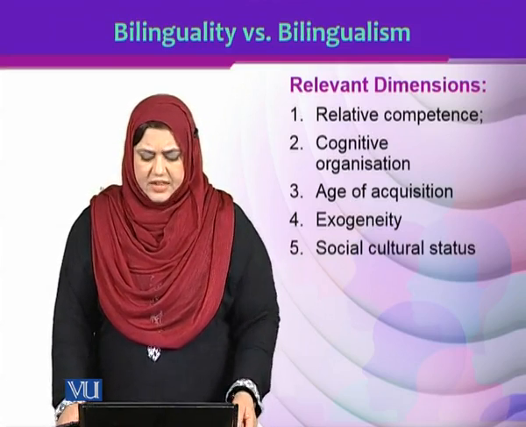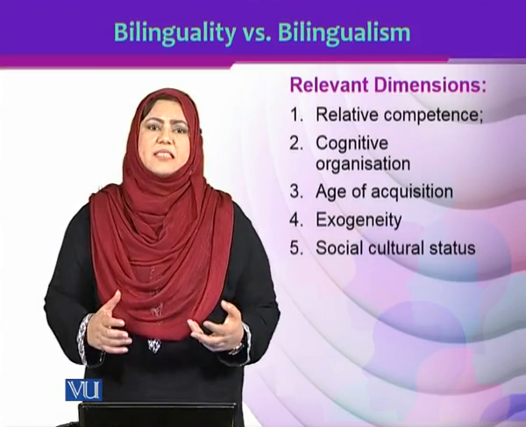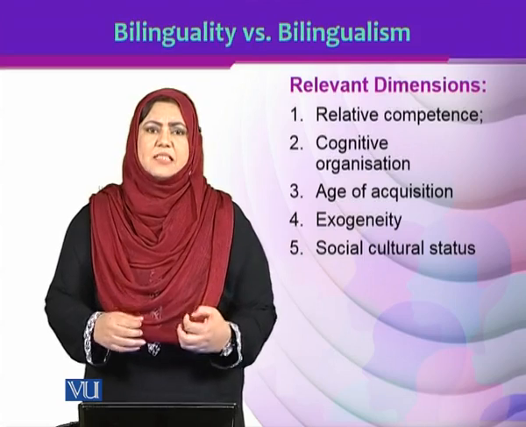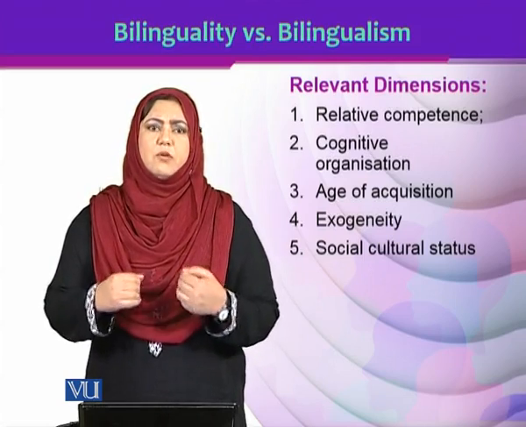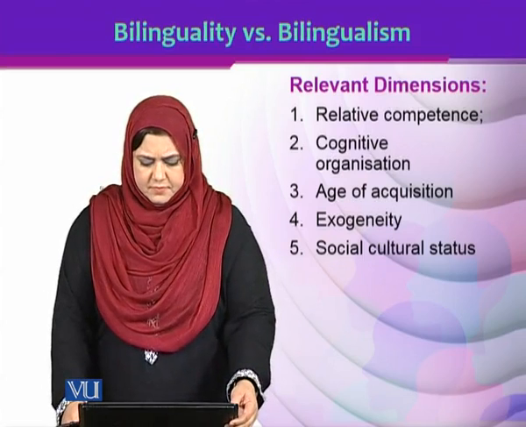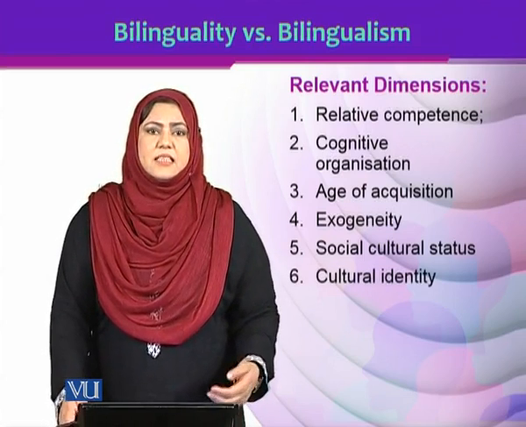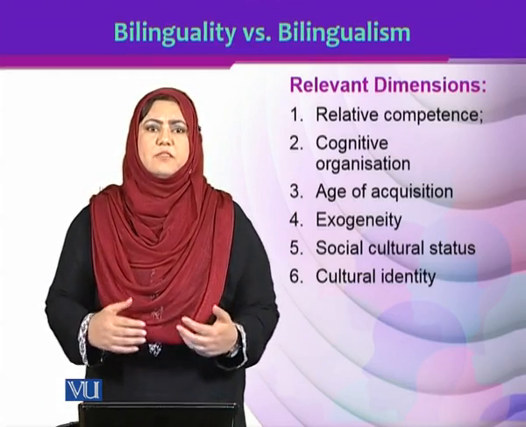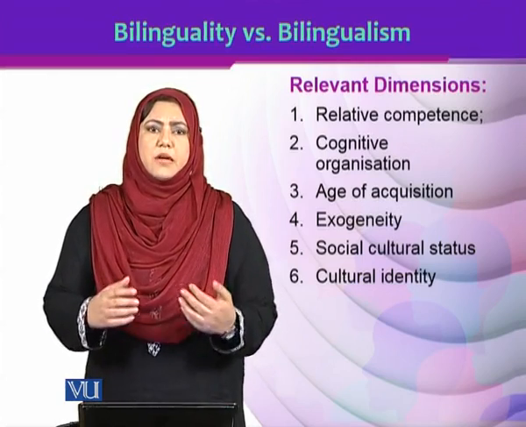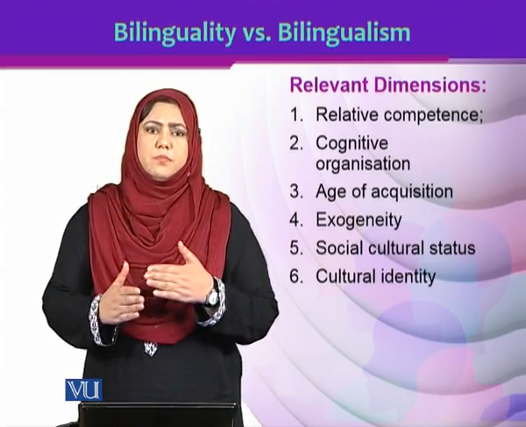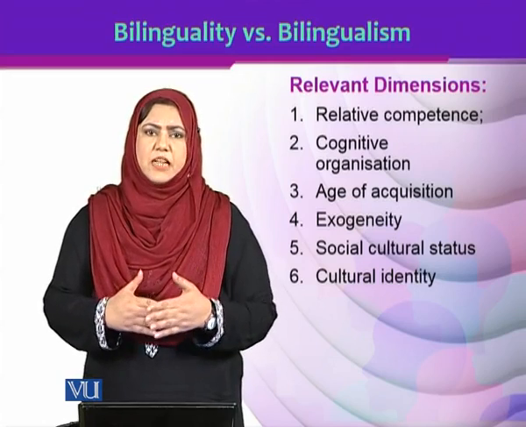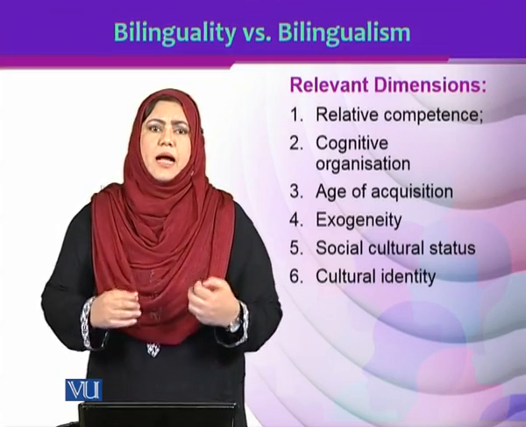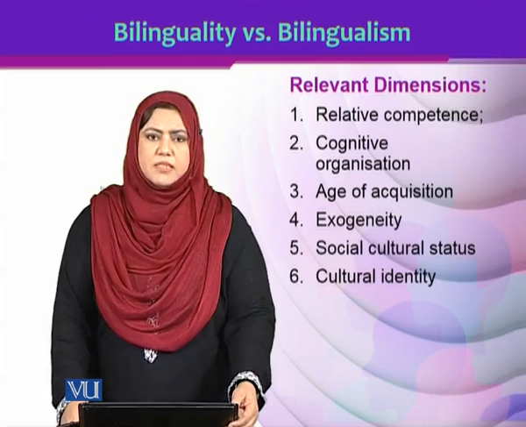Exogeneity and socio-cultural status also make a difference. Individuals would make choices in terms of where they are socially placed and what it is that they perceive about themselves socially. Cultural identity is another important marker. What is it that an individual wants himself or herself to be viewed as in terms of cultural affiliations? If a person wants to be affiliated to a particular culture, that person would use that particular language and would switch over to or shift to another language when they want to be identified with some other group or with some other culture.